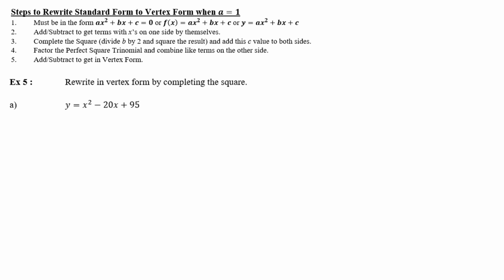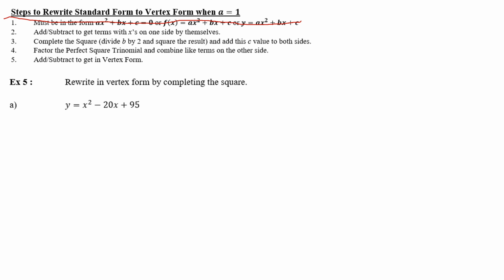All right, in example 5, we sort of put it all together. So steps to rewrite standard form into vertex form. So we're going to go from standard form and we're going to rewrite it in vertex form because in vertex form it's a little bit more convenient to find stuff. So first step here, must be in the form ax squared plus bx plus c equals 0, or instead of 0 it's equal to f of x, or it's equal to y, which is all the same thing.